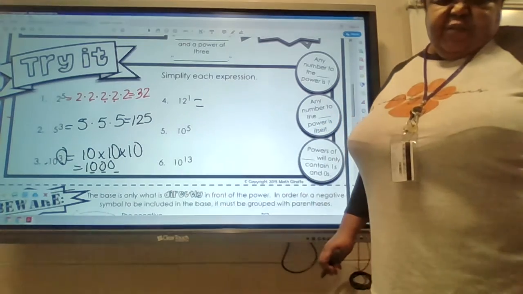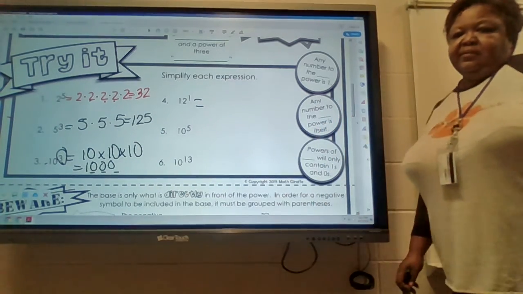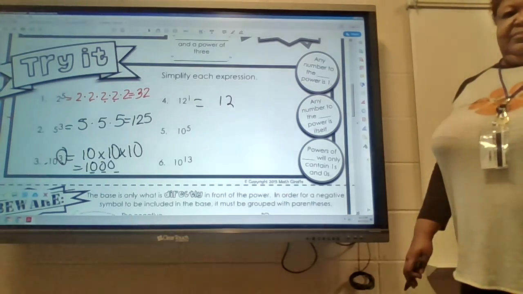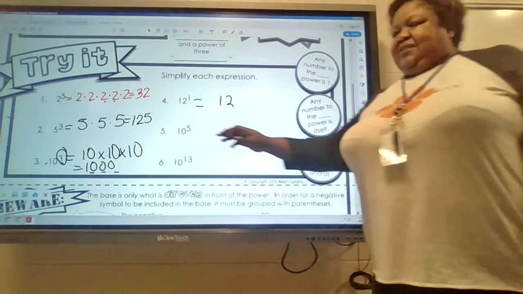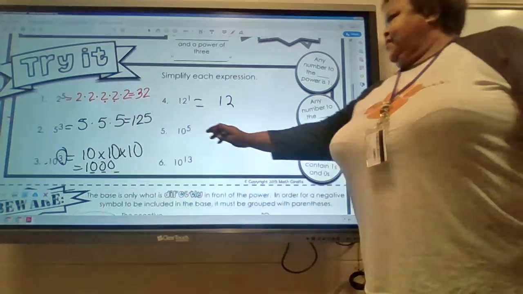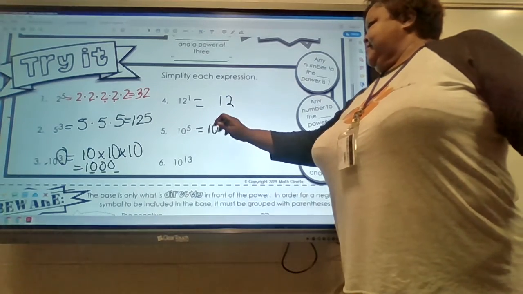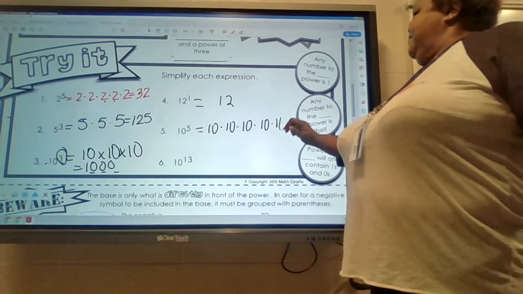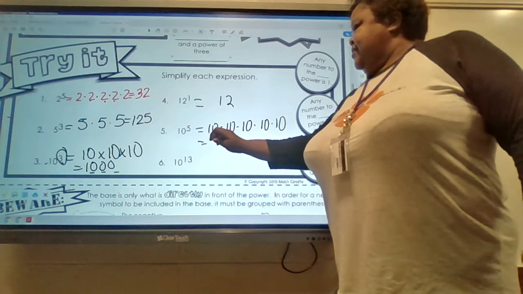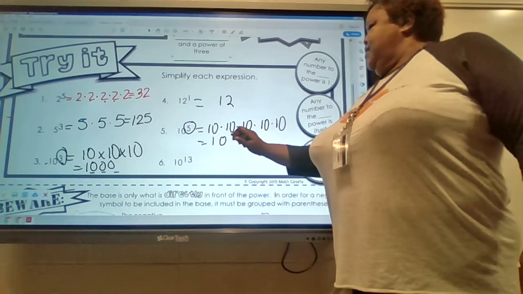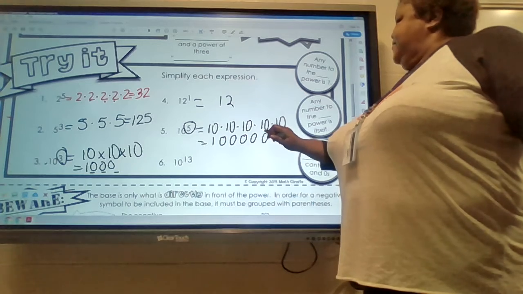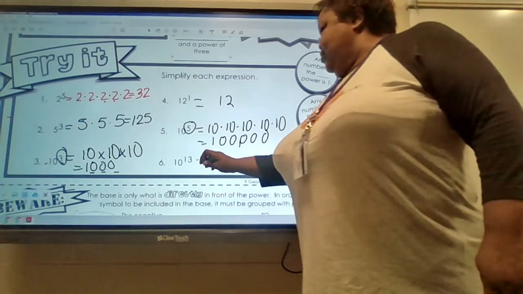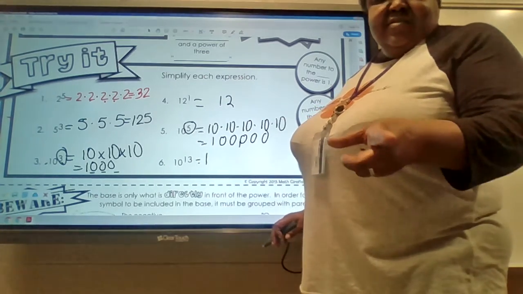12 to the first power. So we know any number to the first power is equal to itself. So that's simply 12. 10 to the fifth power is not 50. It is 10 times 10, so we have 5 of these. But remember, I told you before that it's going to be a 1 and that many zeros. 1, 2, 3, 4, 5. So it's 100,000.